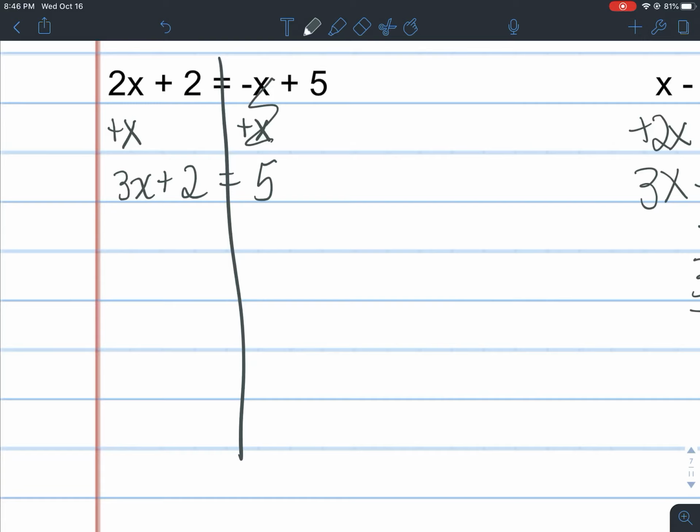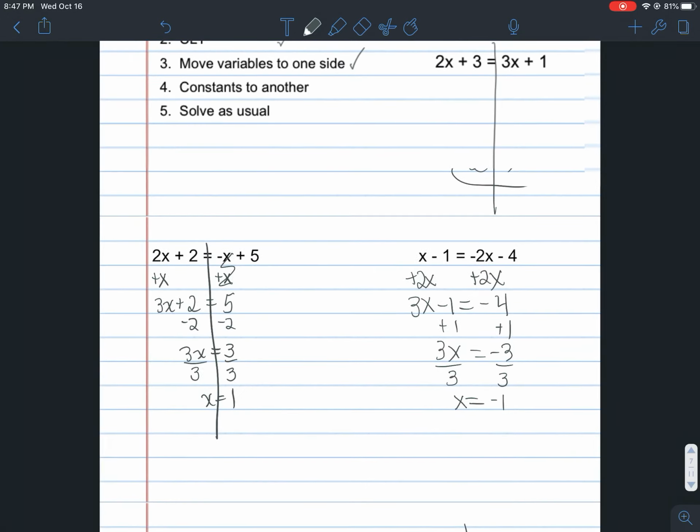This actually looks very familiar, right? It's just a 2-step equation. So as soon as you get all of your variables on one side, it really just turns into a 2-step. So we would first move the 2, and then we would divide by the 3. And that's kind of it.